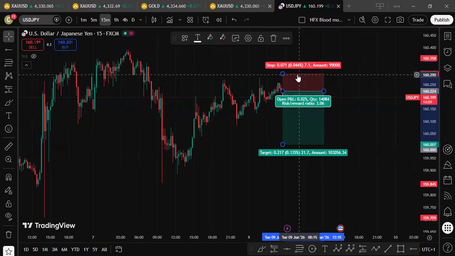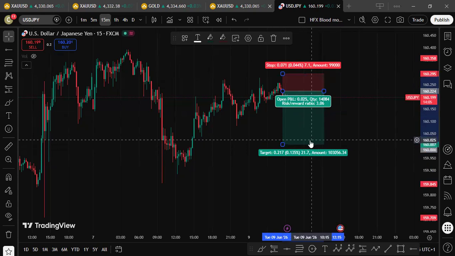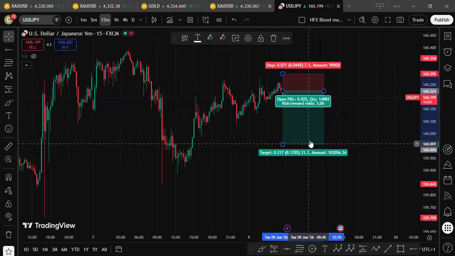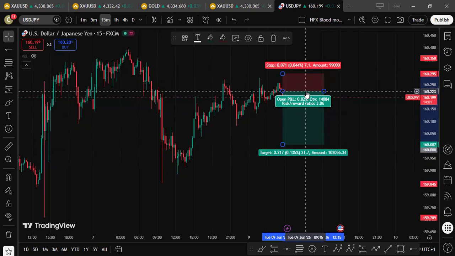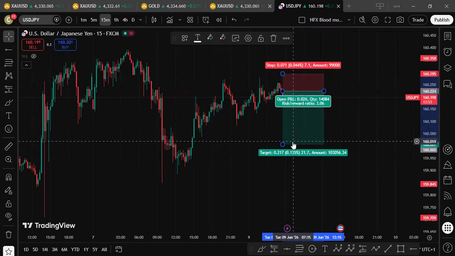For every $50 you're risking, you're aiming to make, sorry, $150 from it. From every $5 you're risking, you're aiming to make $15. That means for every 5% you're risking on your live account, you're aiming to make 15% from it. Right? That's just what it is.